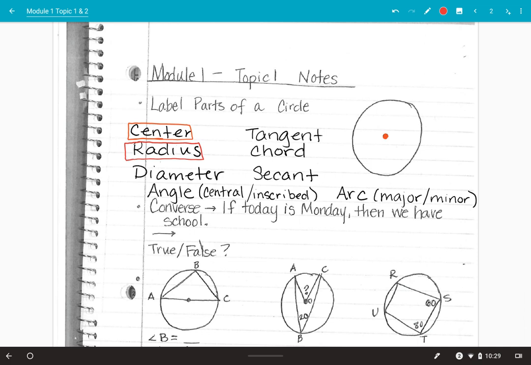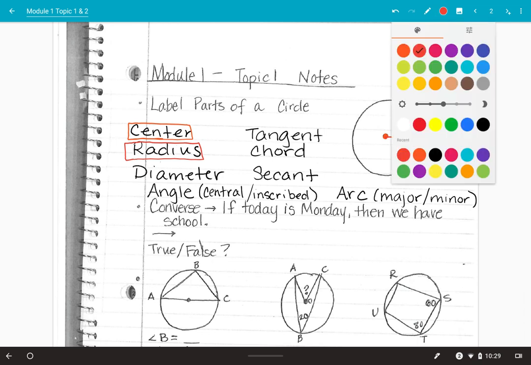Sorry, guys. This one, radius, goes from the center to the edge. It can go anywhere as long as it's going from the center to the edge of a circle. It can go up, down, left, right, diagonal, whatever, as long as you are starting from the center.